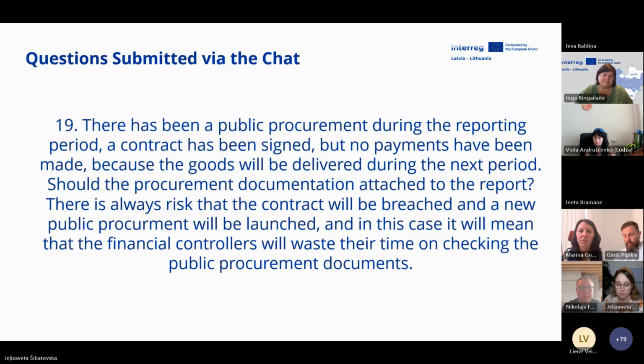I understand the question, but the main principle is that you have to attach procurement documents to justify costs. In this example, no cost will be reported, so no procurement documentation needs to be attached. In the next period, when delivery happens and costs and payment are done, you will report costs together with the procurement documentation.